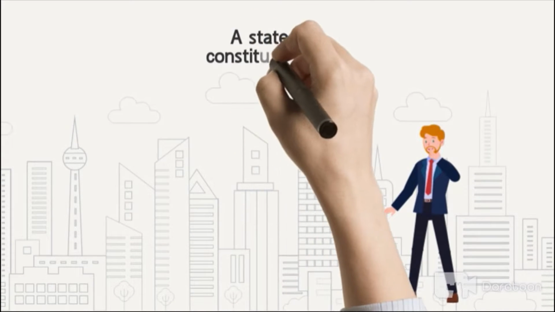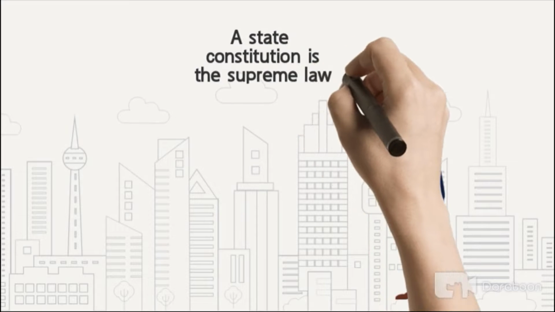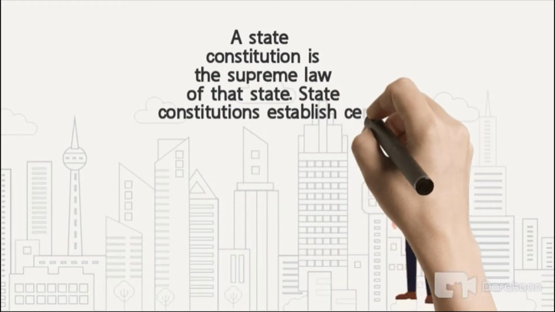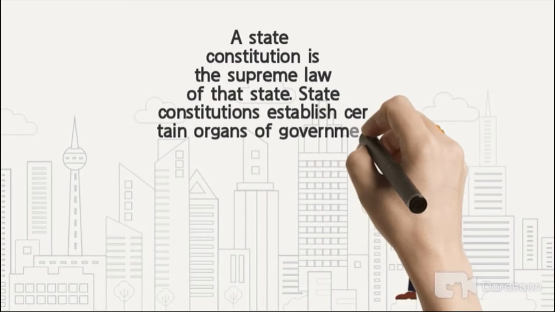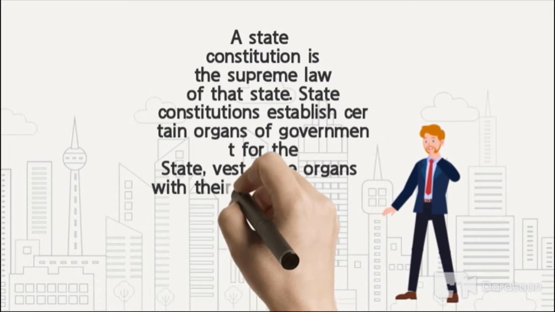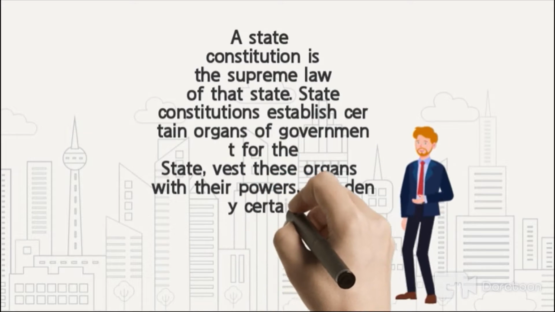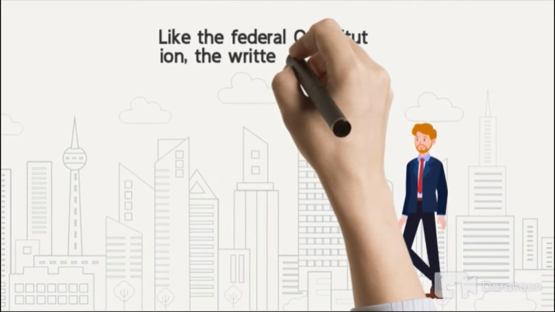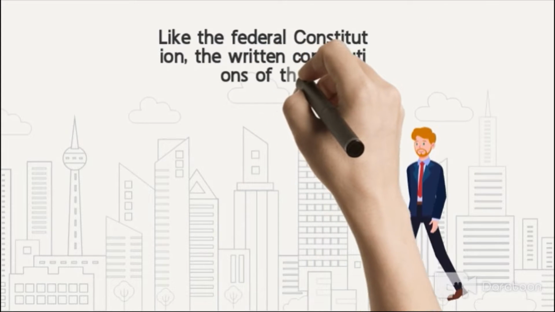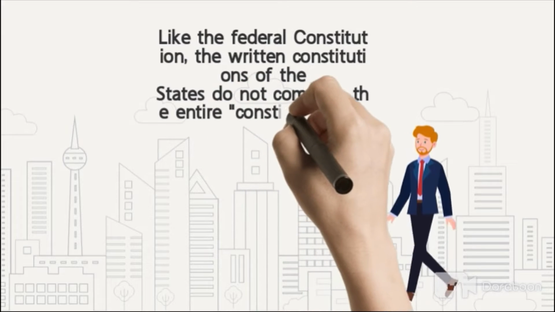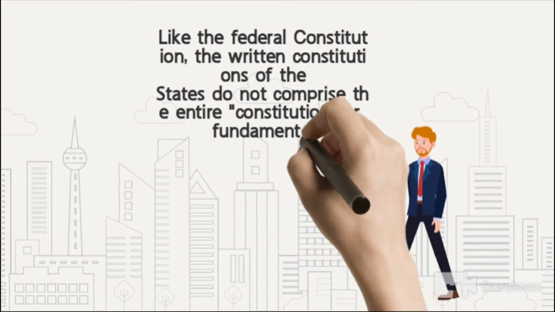State Constitution. A state constitution is the supreme law of that state. State constitutions establish certain organs of government for the state, vest these organs with their powers and deny certain other powers. Like the federal constitution, the written constitution of the state does not comprise the entire constitution or fundamental law. Custom and habit.